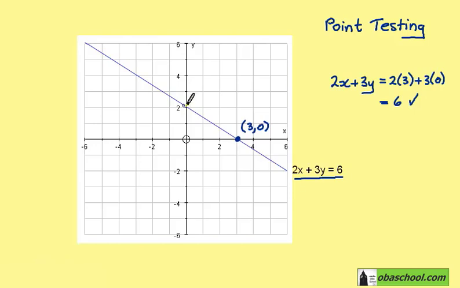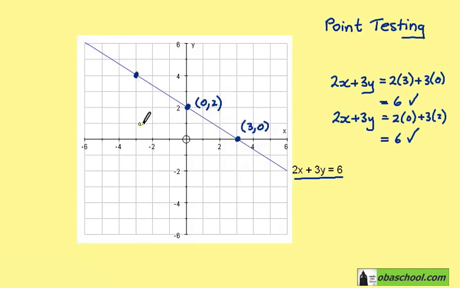Let's try some other points on the line. Here we have the point (0, 2). X is 0, y is 2. So 2x plus 3y will become 2 times 0 plus 3 times 2, which is 0 plus 6, which is 6. Once again, this satisfies the equation of the line.